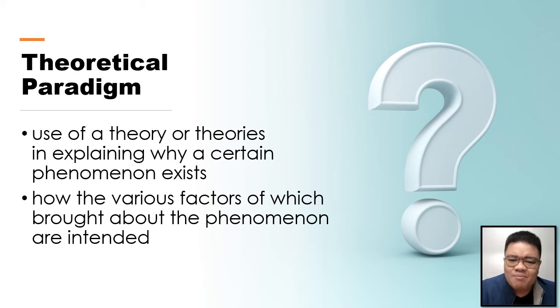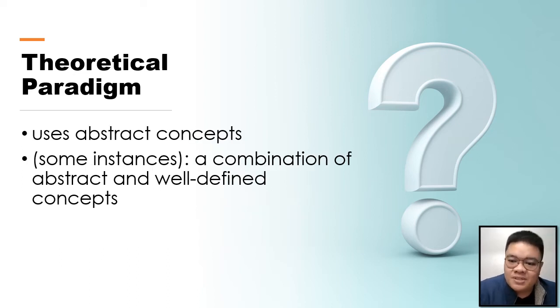If you go back to the epidemiologic triangle, you would know that there are several factors that need to be considered. So you have the host, okay, you will also have the disease-causing organism. Okay, so there are different factors. It also uses abstract concepts. You need to familiarize that when I talk about a theory, it's generalized, it's abstract, whereas a conceptual framework will be more specific. There are instances that these are combinations of abstract and well-defined concepts, but oftentimes when I talk about a theory, it uses abstract concepts.